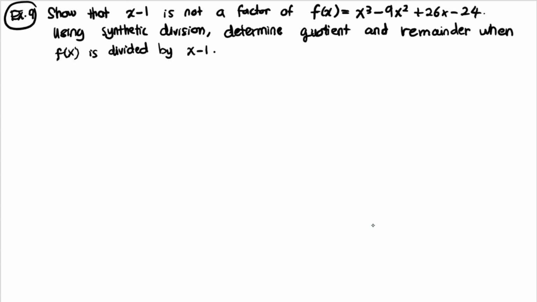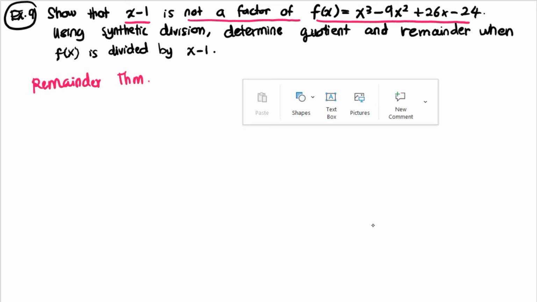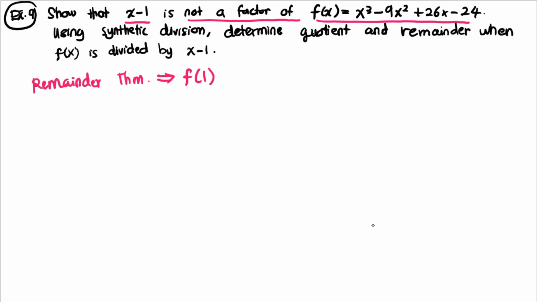Now, let's go to the last example here. We need to show that x minus 1 is not a factor of this one. How to show that it's not a factor? We should know that we have to use the remainder theorem. If x minus 1 is not a factor, then f(1) should not be equal to 0, because if f(1) equals 0, then it is actually a factor. But now we want to show that it's not a factor, meaning we have to show that f(1) is not equal to 0. That's the part that we want to show.